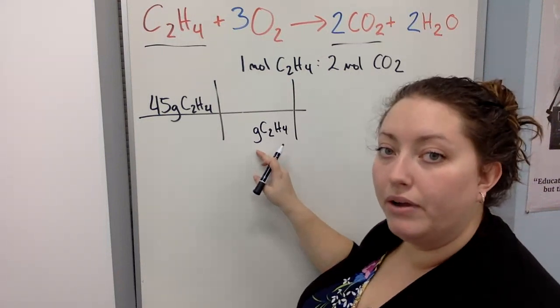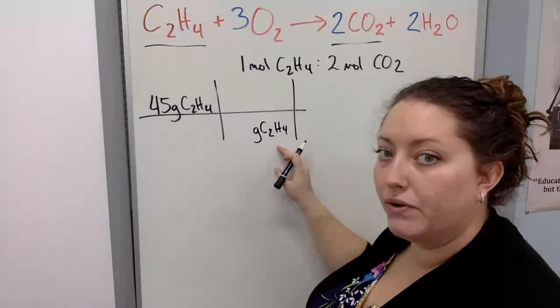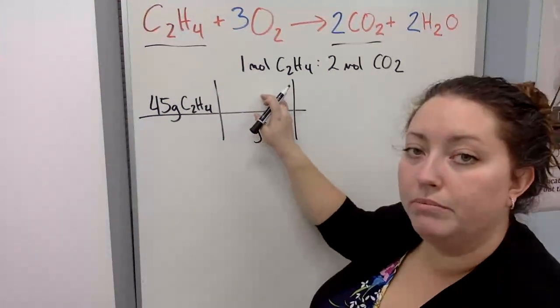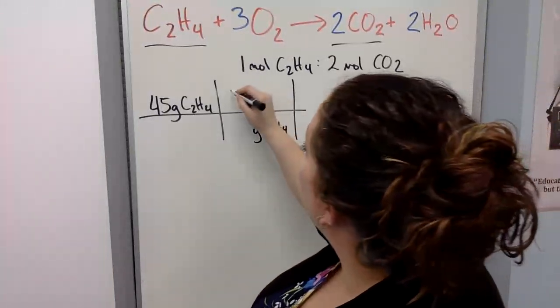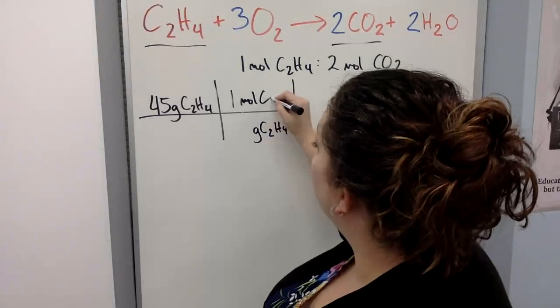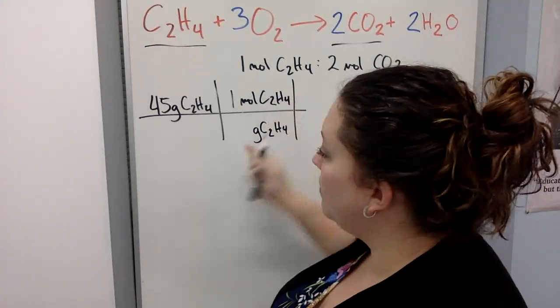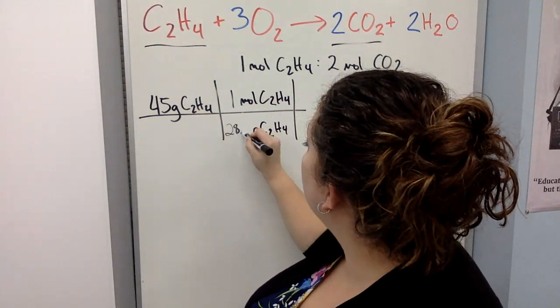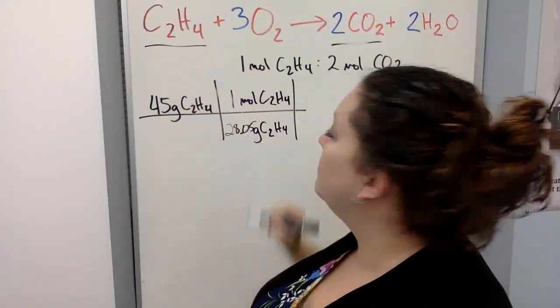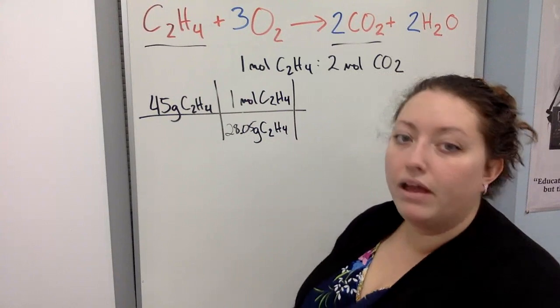We're just going to add that up from the periodic table. So 2 carbons plus 4 hydrogens is equal to 1 mole. We know 1 mole of anything is equal to its mass. So we're going to have 1 mole of ethylene, and the mass of this was 28.05. Okay, it's a little messy. Hopefully you can read that.